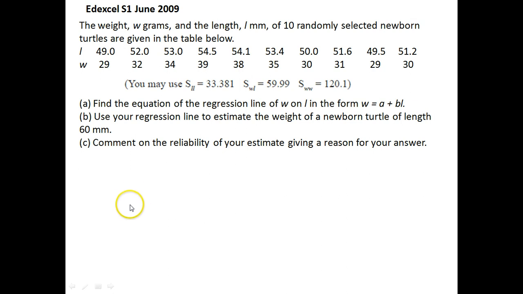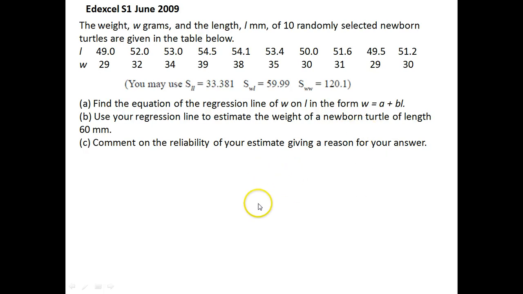Last one: the weight W grams and the length L millimeters of 10 randomly selected newborn turtles are given in the table below. So there's the length and there's the weight. You may use S of LL. Our L is our X, our W is our Y. So S of LL is 33.381, S of WL is 59.99, and S of WW is 120.1. Find the equation of the regression line. Use your regression line to estimate the weight of a newborn turtle of length 60 millimeters, and then comment on the reliability.